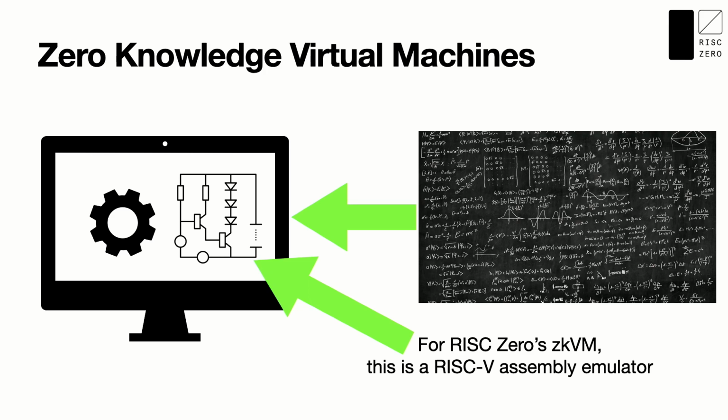So RISC-V, and I had some people who weren't familiar, but assembly is like the code that runs on the actual CPU. Now, a little bit of a clarification here, the assembly emulator, although it is software, okay?